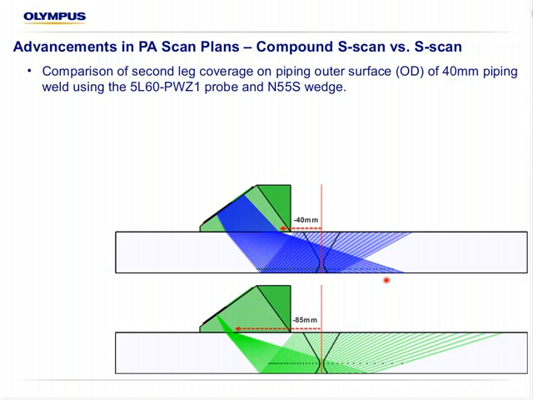The equivalent traditional S-scan would be more than 40 millimeters back from the weld for the exit point to achieve the same coverage, and a great sacrifice of first leg coverage. Were we to move the traditional S-scan farther in the first element start position here, it would be sacrificing coverage on the back side.